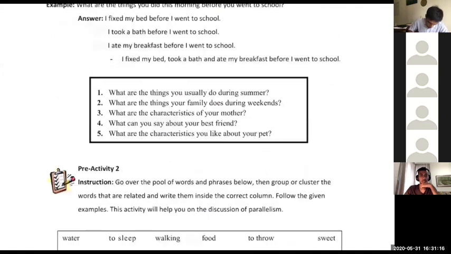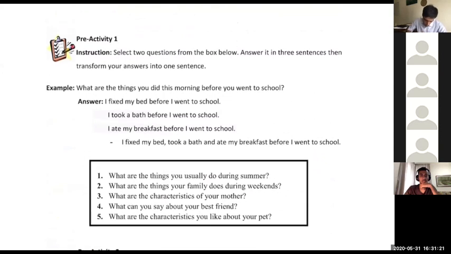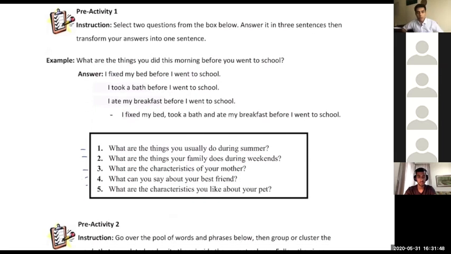Let's go down into here. I want you to, in chat, write down a sentence for any one of these with 3 things, and I want you to make it parallel. The structure of your sentence should be parallel. So for any of these 5 questions, I would like you to write down the sentence.